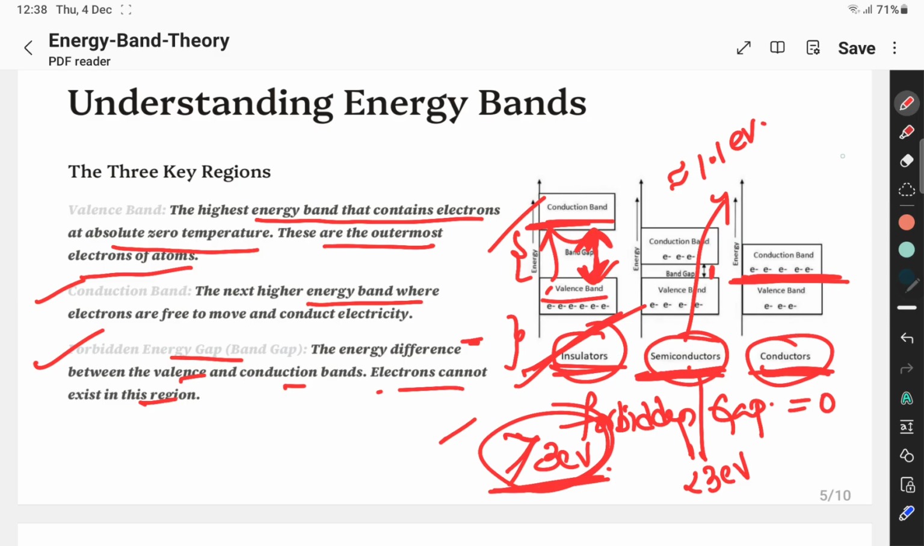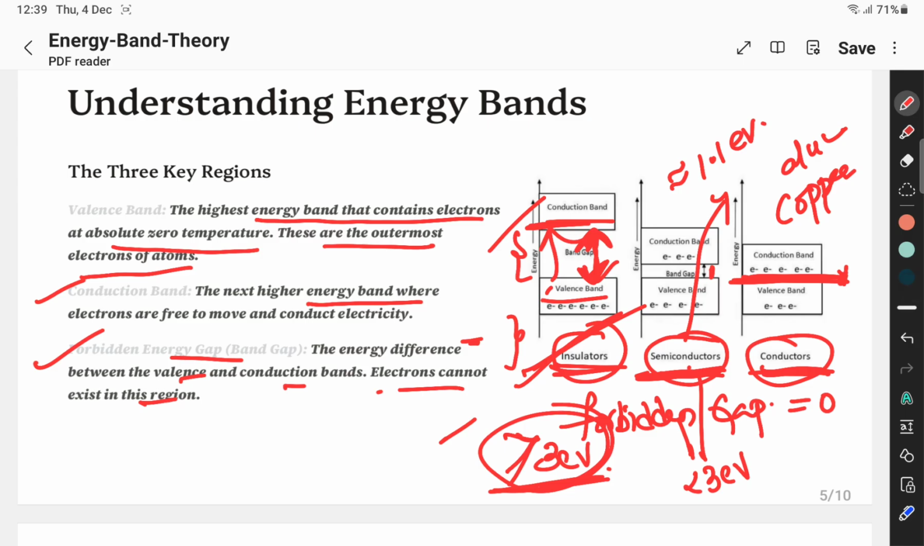For conductors, we can take examples like copper, aluminium. These have very excellent conductivity, because electrons can move freely because of no band gap. They'll conduct electricity in a very excellent way.